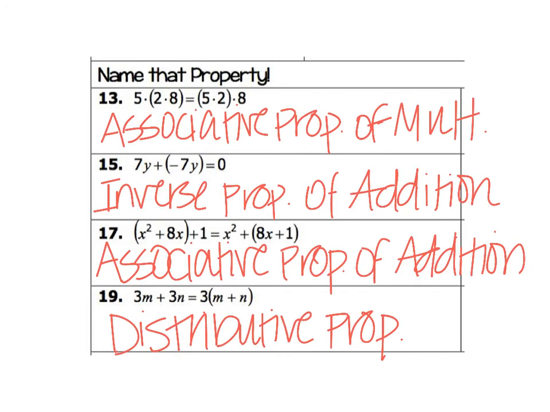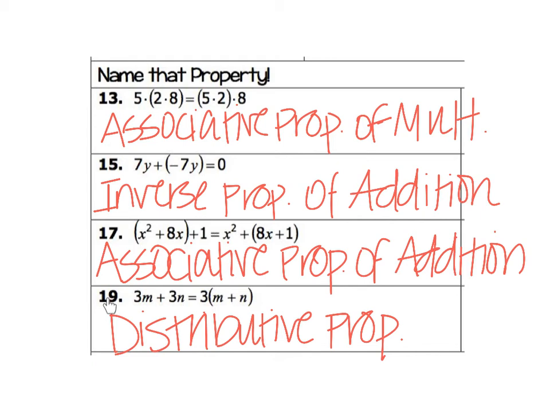All right, so here are the answers to 13, 15, 17, and 19. So 13, we've got the associative property of multiplication because the groupings are changing and we're multiplying. So associative property is when we're changing the groupings. Number 15, we're saying the additive inverse of 7y is negative 7y. So this is the inverse property of addition, or the additive inverse. 17, we're changing the groupings and we're adding, so it's the associative property of addition.